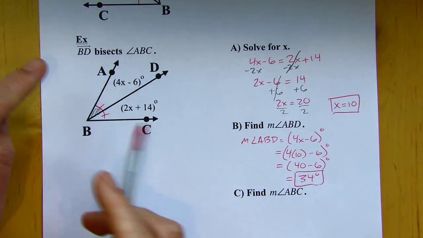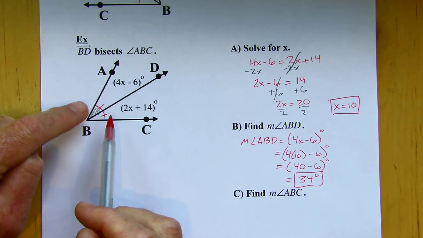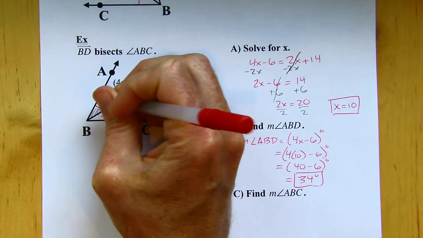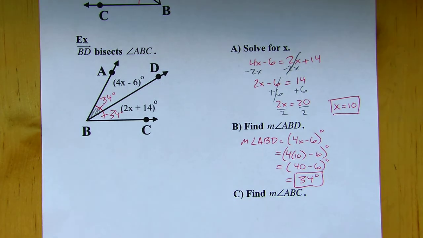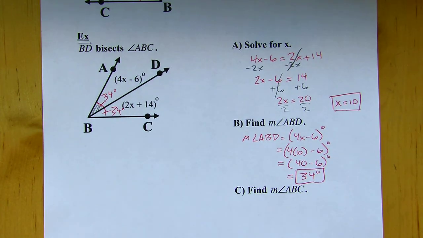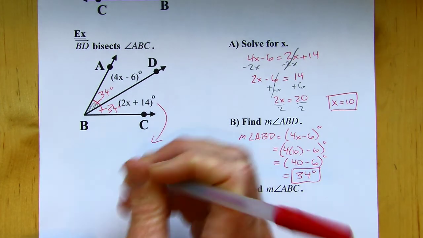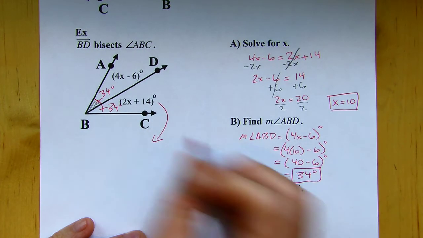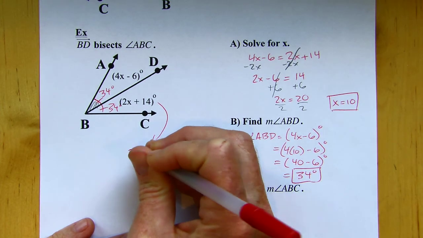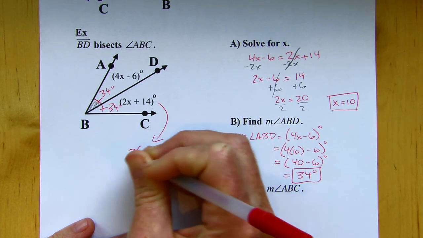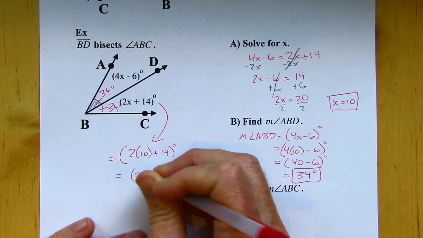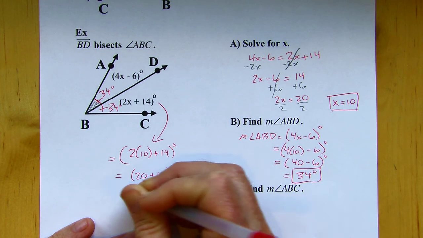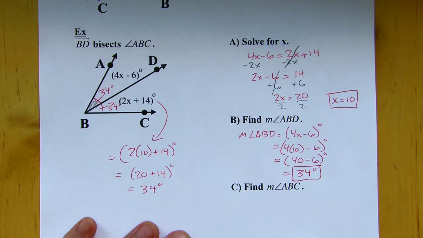Okay, and now I'm going to find ABC, which is the bigger angle. Now, since these two are congruent, I just figured out that this is 34 degrees. So I'm pretty sure that this is also going to be 34 degrees. So you could just double the 34 to get the angle ABC. Just to be safe, I'm going to check this out and make sure that that does come out to 34. So I'm going to do 2 times x. X I know was 10, plus 14. And sure enough, this does come out to 34 degrees. So now I feel really confident that I didn't make a mistake on either part.